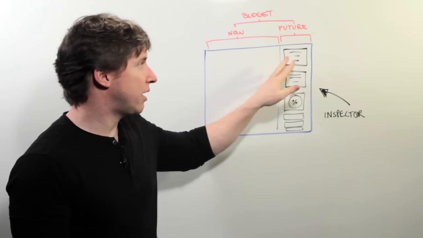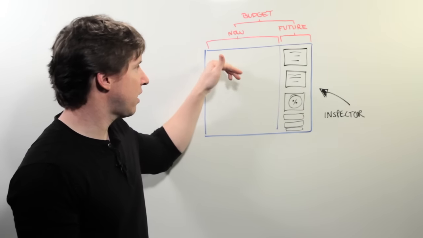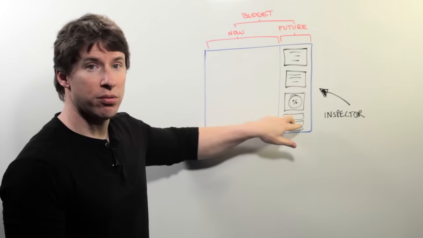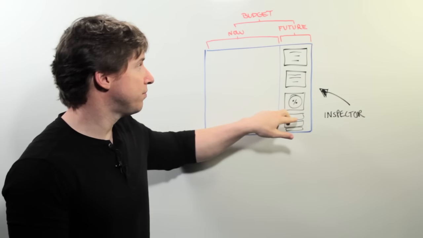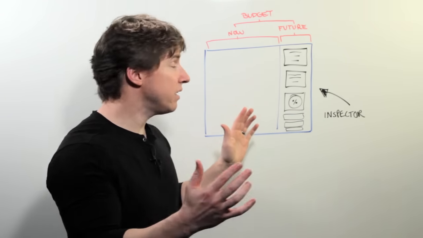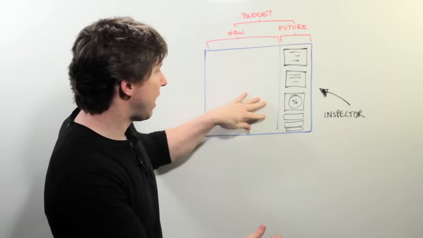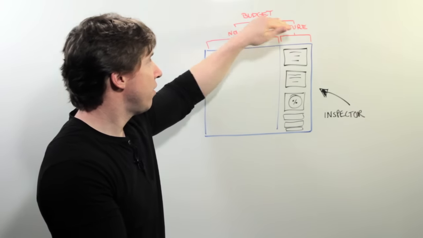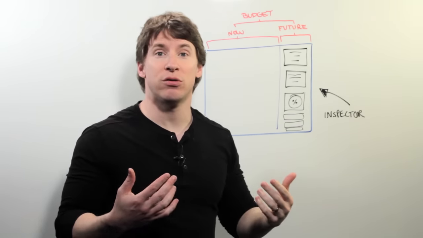On the right side, you have this other pane. If you select any number of categories, you'll see this pane pop up, and that is what we call the inspector. And that is more focused on the future. Taken as a whole, what you have now versus this kind of future-focused area, the inspector, that is what you use to plan, that's what you use to budget.